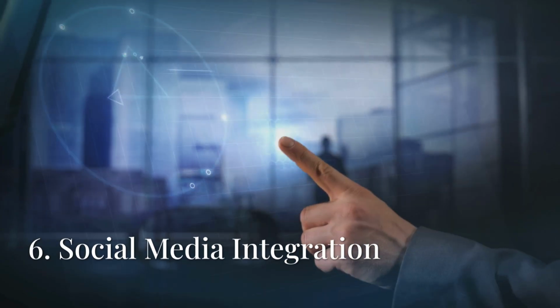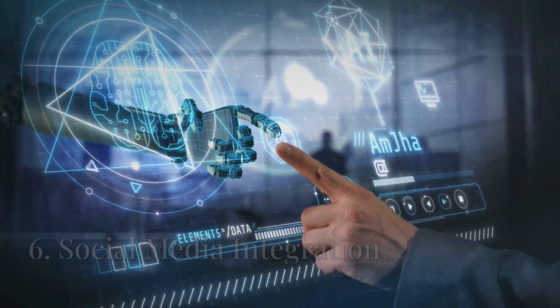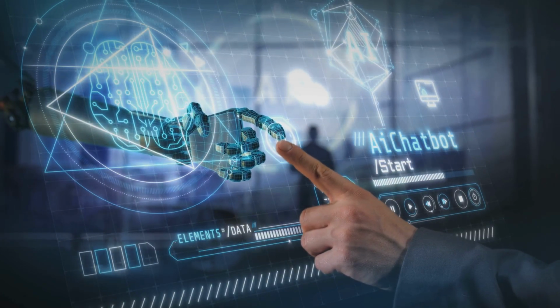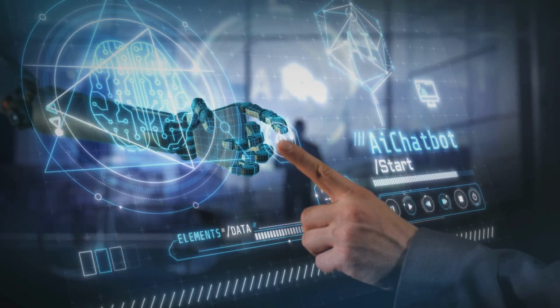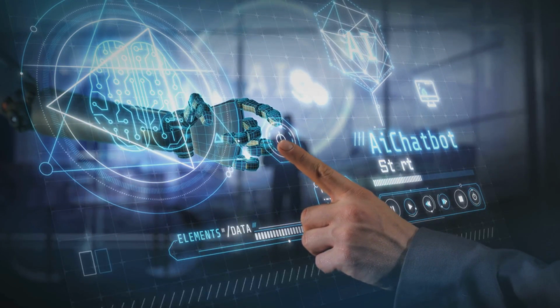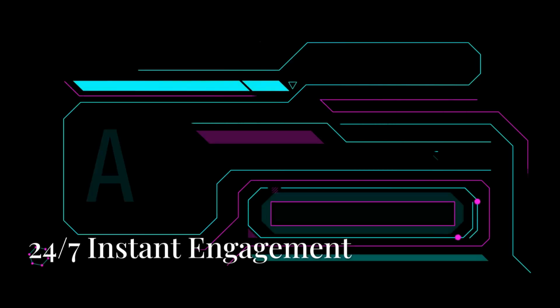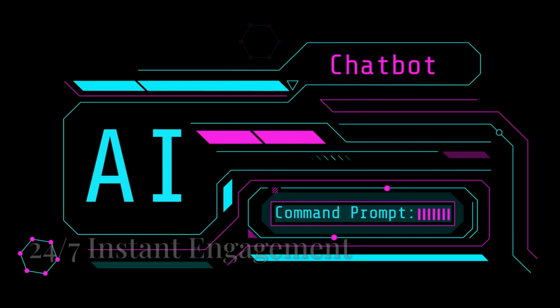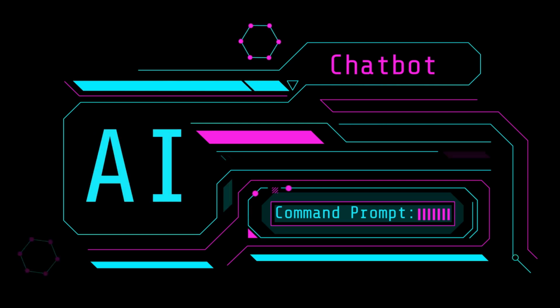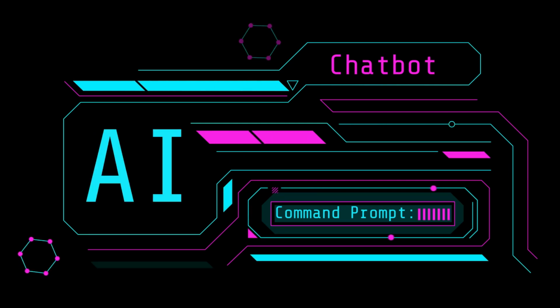Trend 6. Social media integration. Chatbots are now embedded across platforms like Facebook, Messenger, and Instagram, meeting customers where they already spend their time. From answering questions in DMs to processing orders, chatbots are helping brands deliver instant, interactive experiences 24/7.